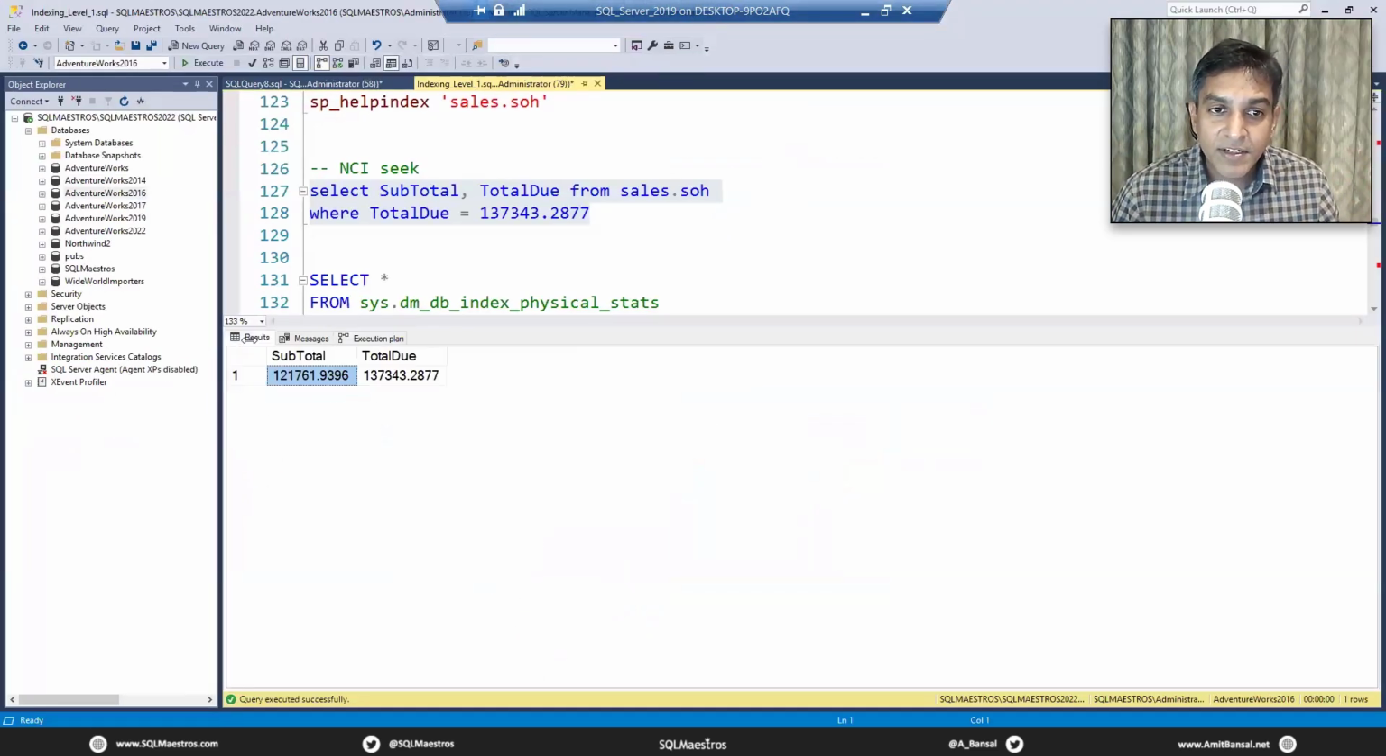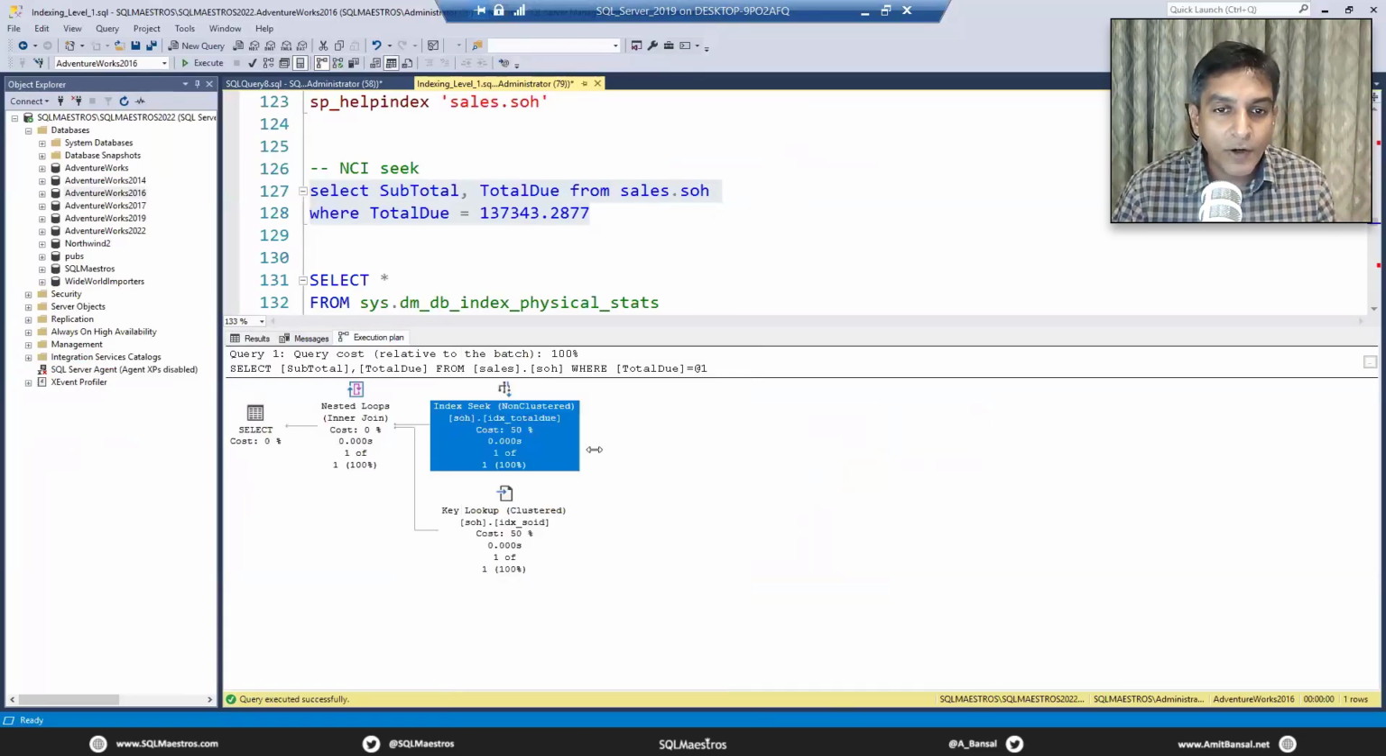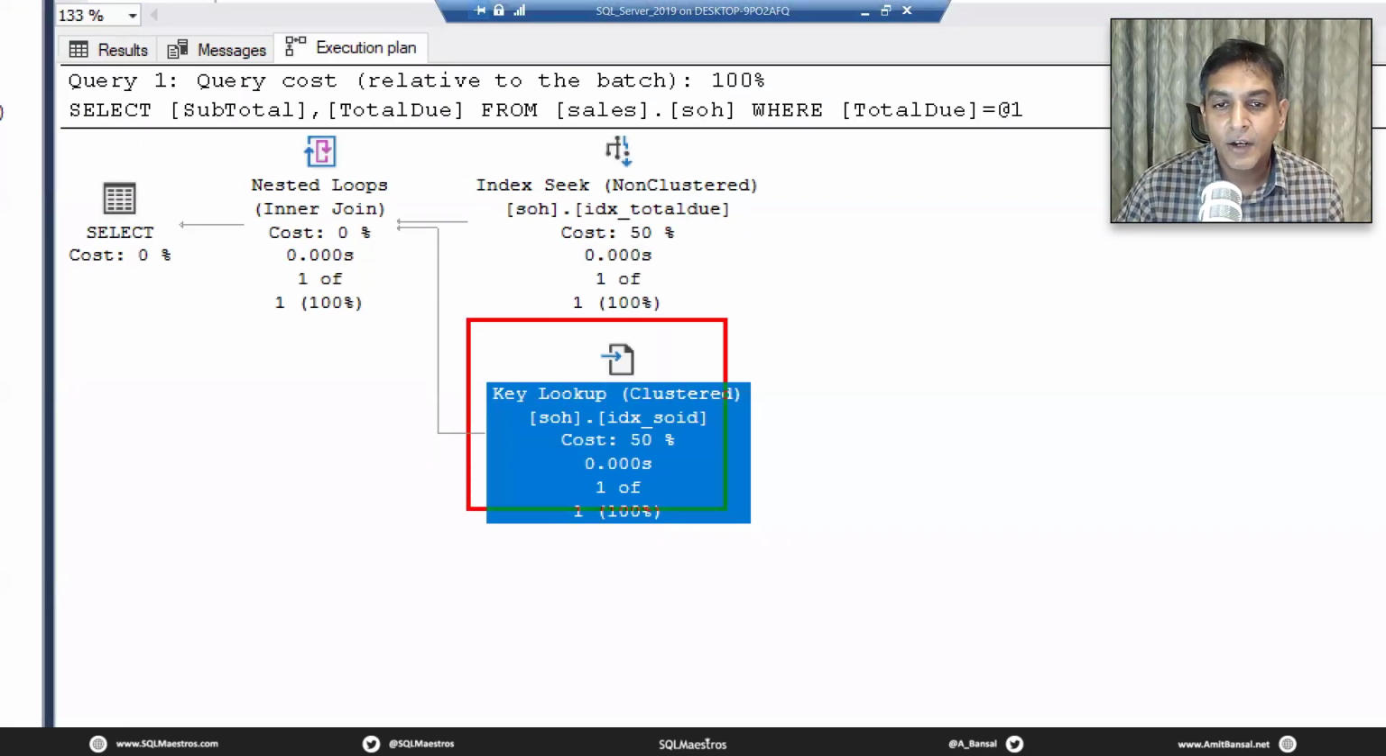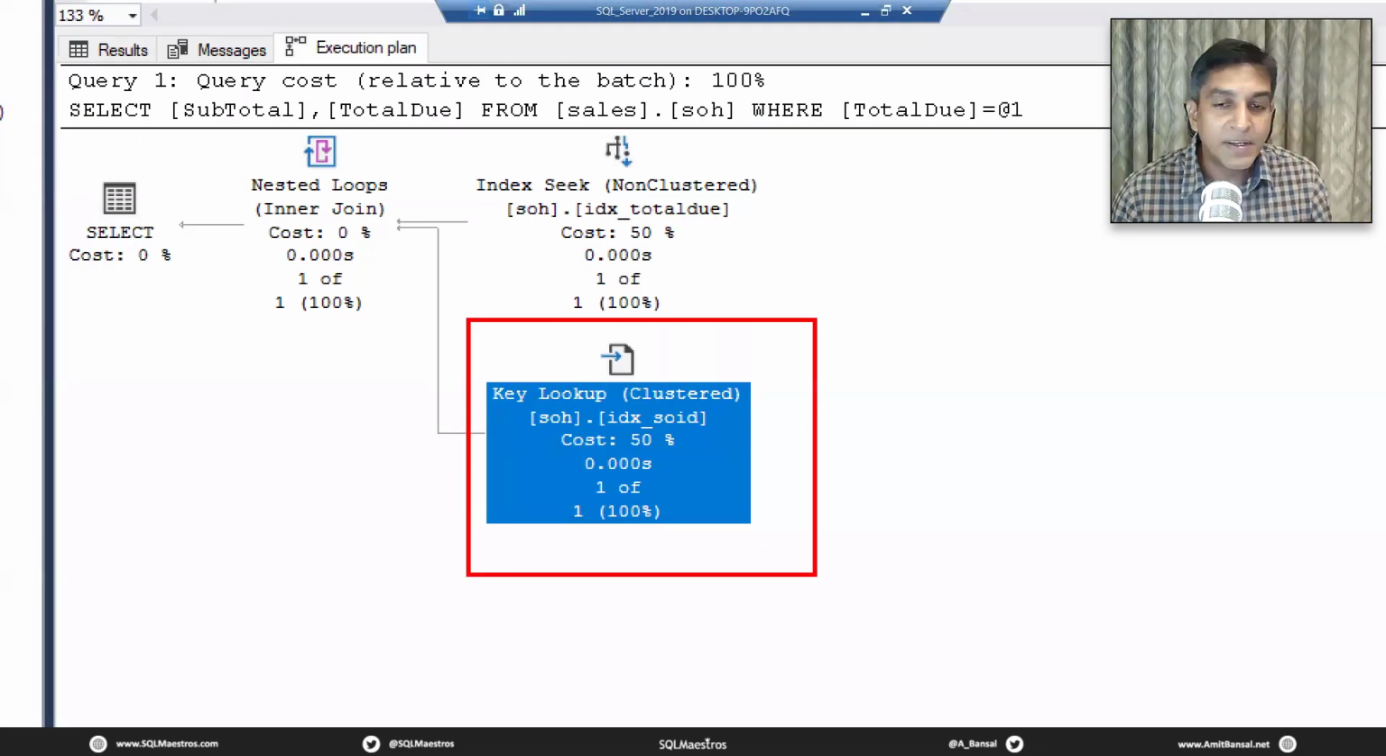And if you look at the result set, we were only dealing with that one row. So you get that one row out of this operator. Great. Then the optimizer is doing some lookup. There is another operator here which says key lookup. And this key lookup is happening on the clustered index. You know that clustered index is the data.